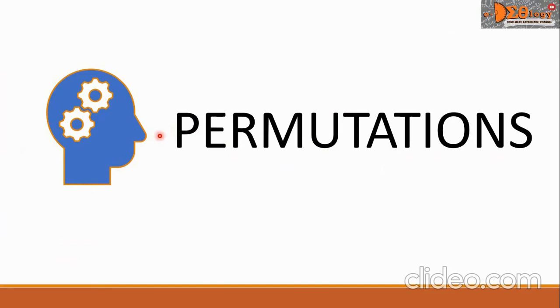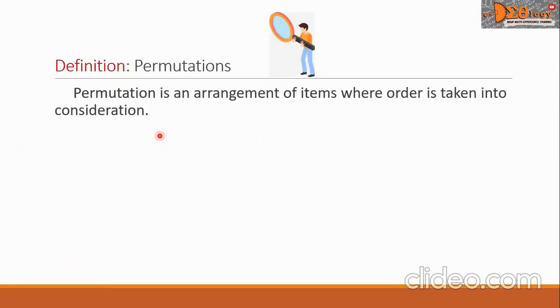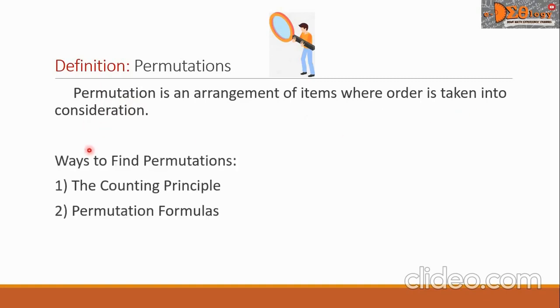Hi everyone. Today we're going to study permutations. Let us define permutation. Permutation is an arrangement of items where order is taken into consideration. There are ways to find permutations.